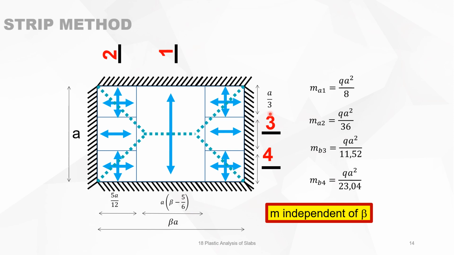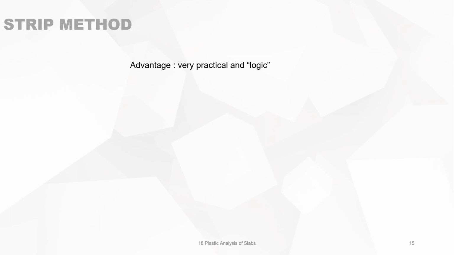Now, this is very peculiar because for a rectangular, isolated slab, simply supported on all sides and loaded by a uniform distributed load, all bending moments are independent of the second dimension of the slab. It's independent of beta, on the condition, of course, that beta is smaller than 2. So this is very interesting to see and easy to use in practice. This strip method has a large advantage. It's very practical and it is logical.